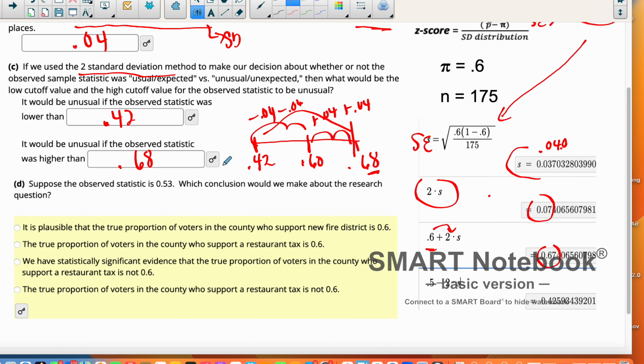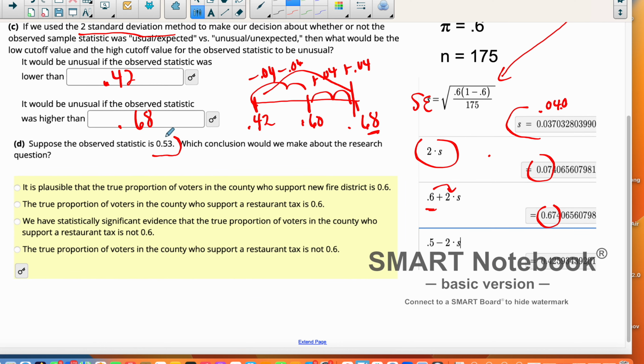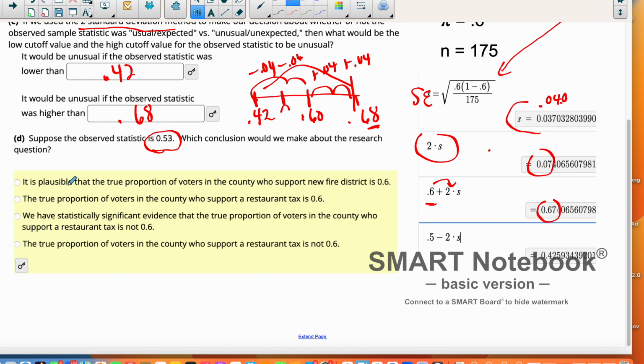0.68, 2 standard deviations. So let's say I have an observed statistic of 0.53. That falls in here somewhere. So it's in the usual range. If it's in the usual range, it is plausible that the true proportion of voters is actually equal to 0.6.